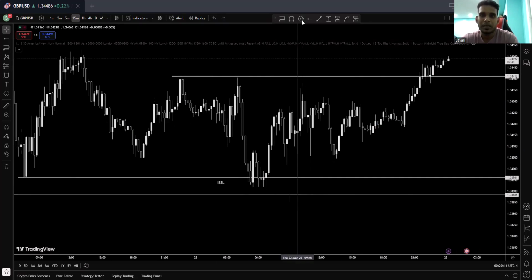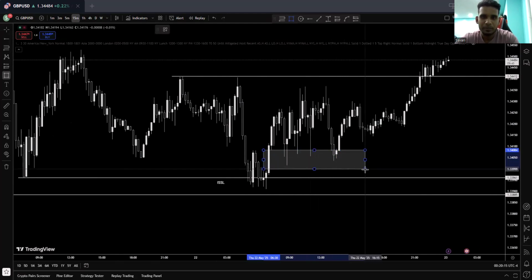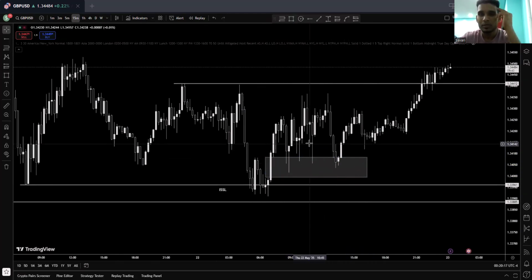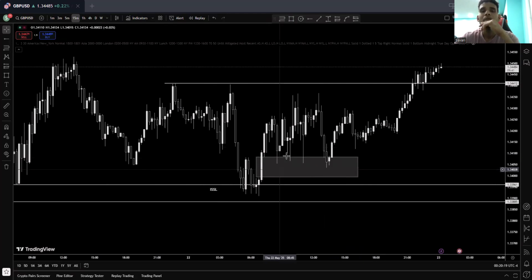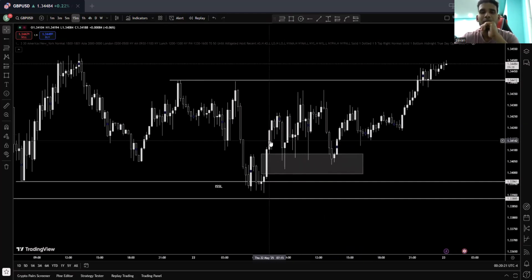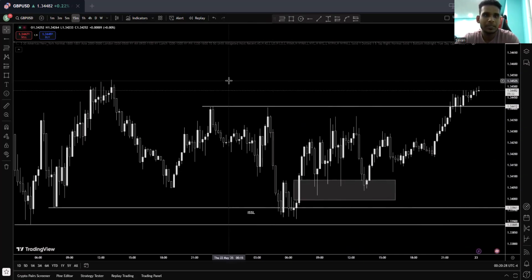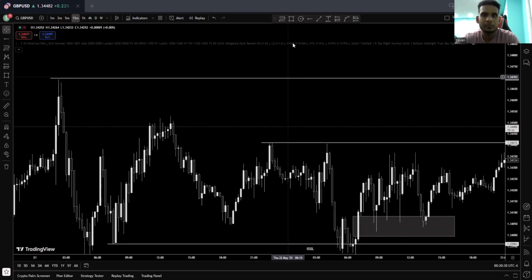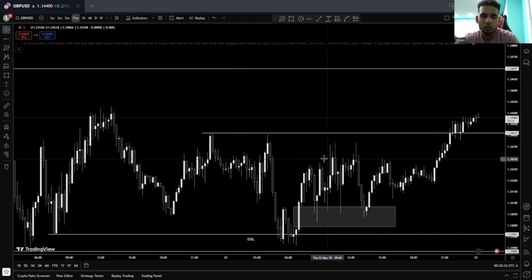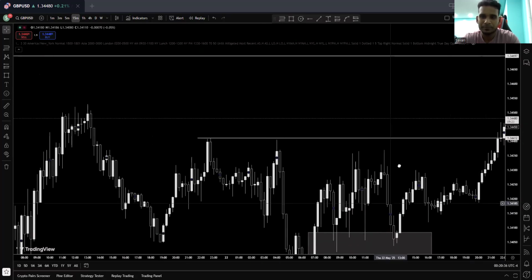This was my plan. And I marked out the 15 minutes fair value gap. I marked out this 15 minutes fair value gap. So this is where I started looking for buy opportunity, targeting the equal highs. This is the internal sell side and this is just equal highs. So let's see.